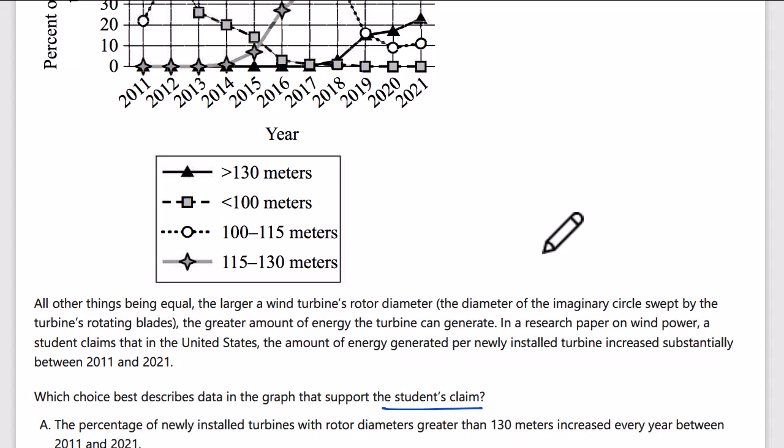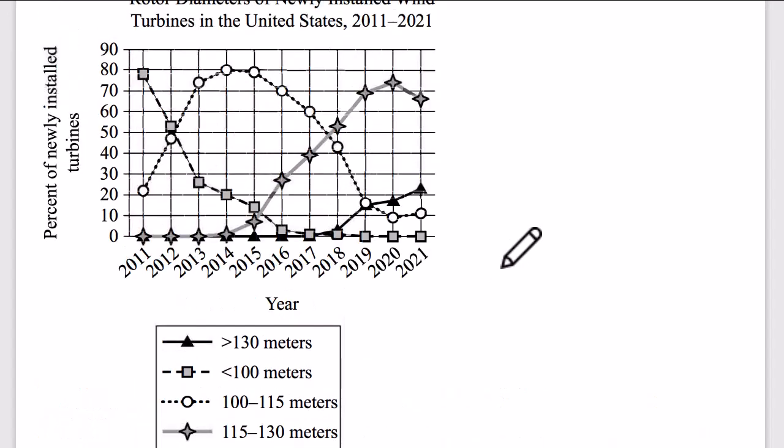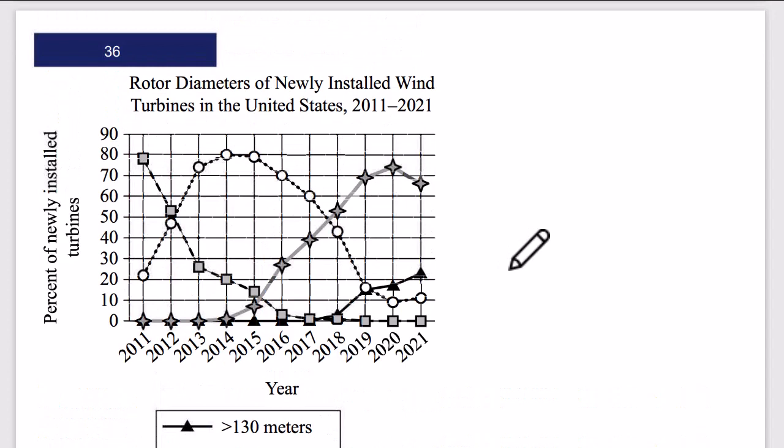Okay, so we'll read the student's claim. Let's just take a peek at the graph, see if it tells a story, and if we understand it. So that's really important. If you understand the graph, you're probably in good shape for the question. If you don't, usually that begins to, errors creep in. So rotor diameters of newly installed wind turbines in the United States.